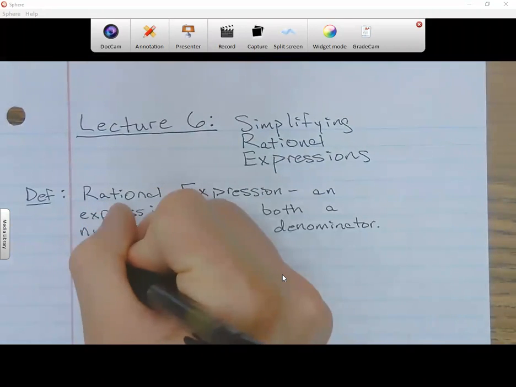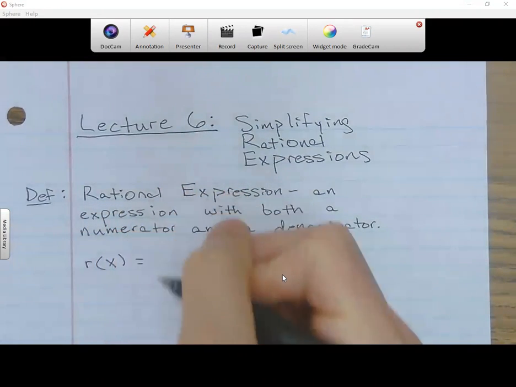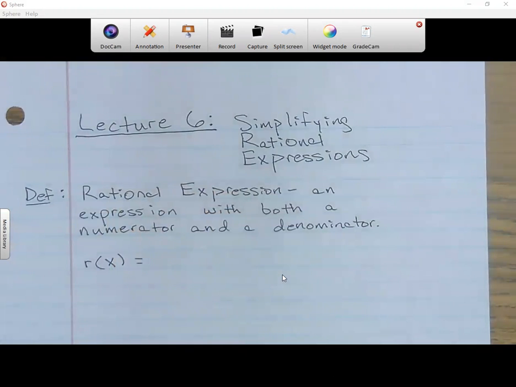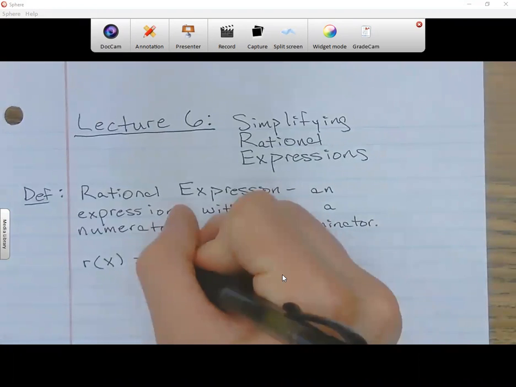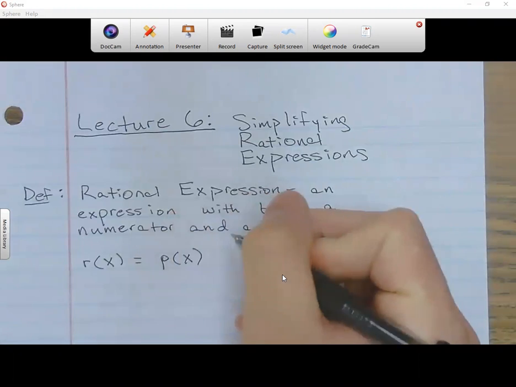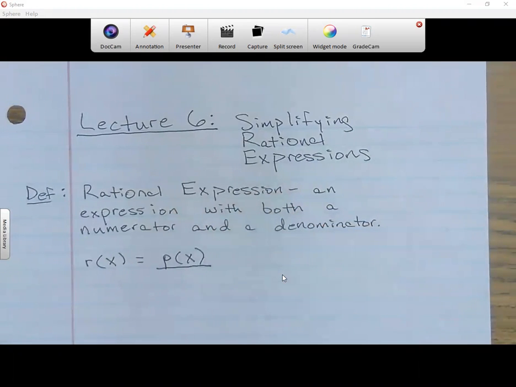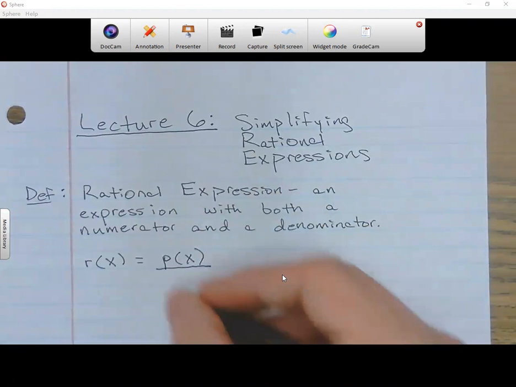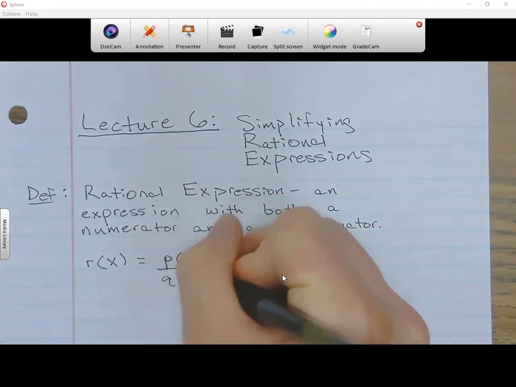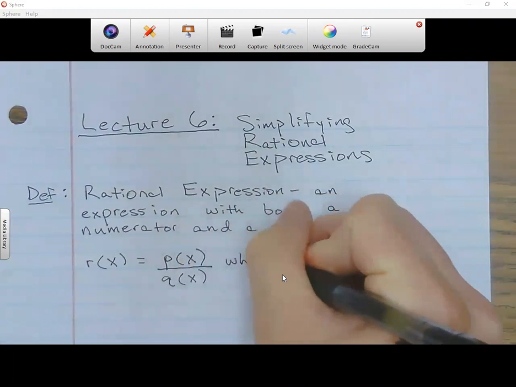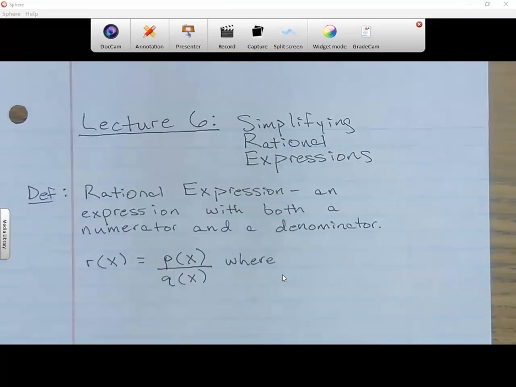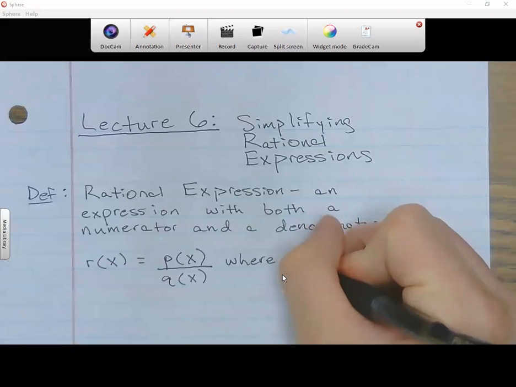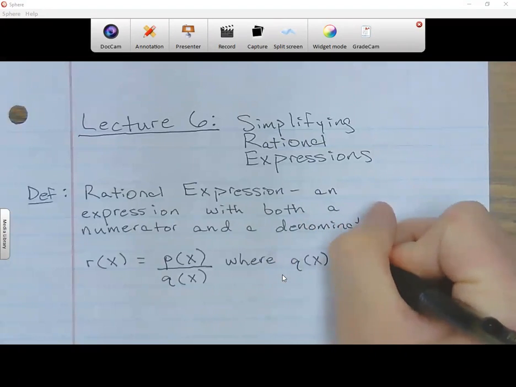We're going to be talking about r of x. R of x is just a function of x, where we're going to have a polynomial on top. Let's call it p of x. That's going to be the numerator because it's on top. And we're going to have a denominator on the bottom. We can call that q of x, where the denominator q of x cannot be equal to 0.